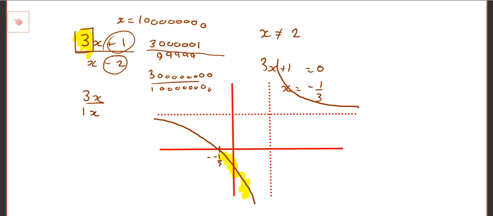Yeah? What if it was 3x minus 2 over 2x plus 1? What would the horizontal asymptote be? 3 over 2, yeah? Simple as that. Because it will never quite be 3 over 2, because it would be 3 billion but minus 2, 2 billion but plus 1. So it's very close to 3 billion divided by 2 billion, but not quite.